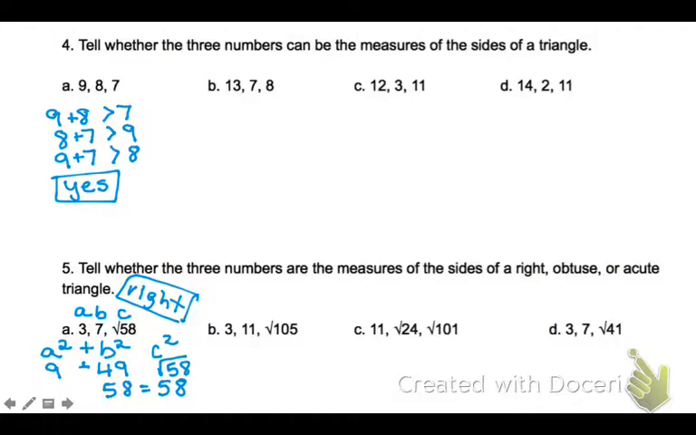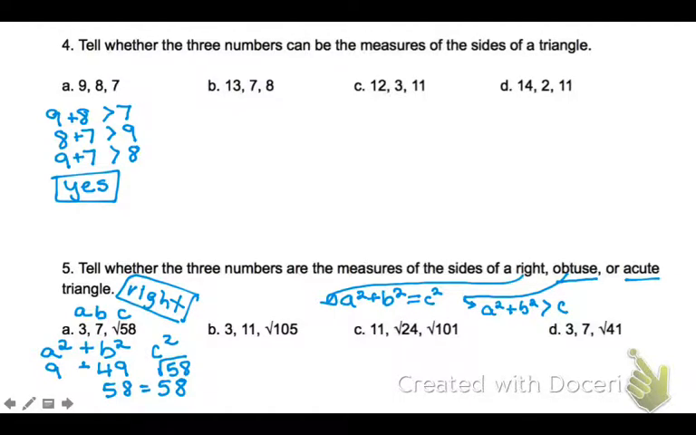Okay, and remember, if a squared plus b squared were greater than c squared, then it would be an acute angle, and if it was less than, then it would be an obtuse. So I'll write those down here. a squared plus b squared equals c squared for the right. a squared plus b squared greater than c squared for the obtuse. And for the acute, a squared plus b squared is less than c squared. Is that right?